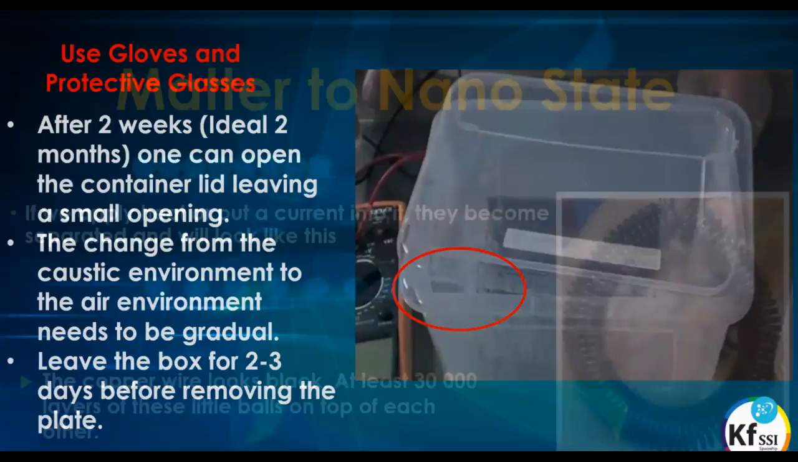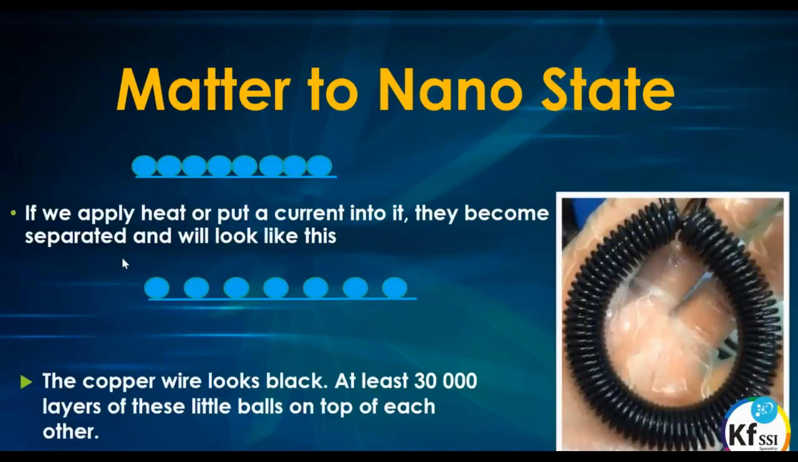So as Sandor was drawing there, what we've done is we've taken your copper through the heat and created the nano layers. And so that black that we create, that's 10, 20, 30,000 layers of little balls on top of each other. So those are all your individual layers that one has created.